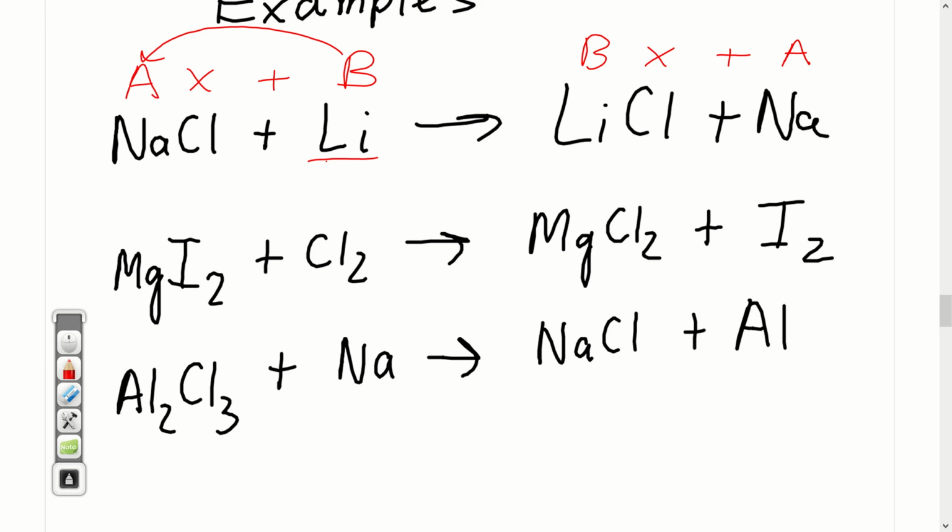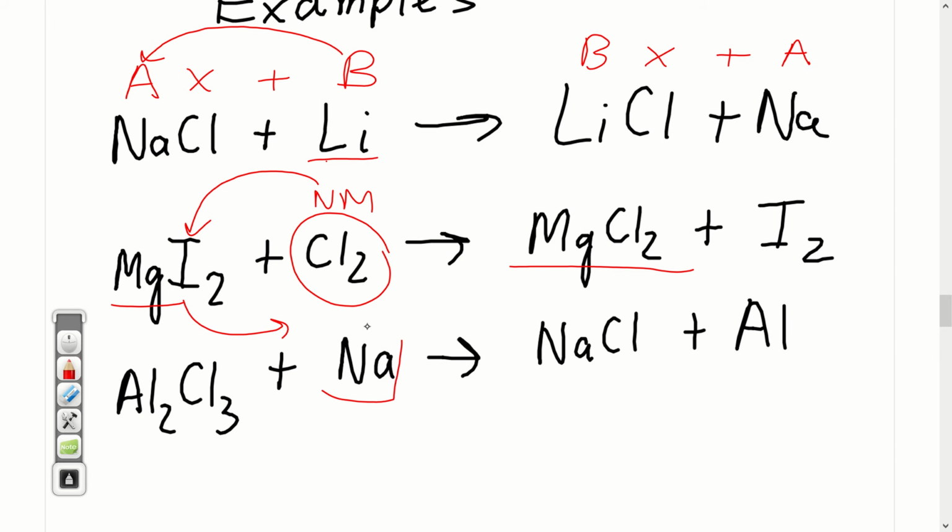All right. Right here, I have a non-metal. So the non-metal is going to come in and replace the other non-metal. It's going to kick it out. So the metal stays the same. So then over on this side, you can see now it's MgCl2 plus I2. Again, that's all balanced. In the last one, I'm back to a metal again. So the metal is going to come in, replace Al, and kick it on out, forming NaCl plus Al.